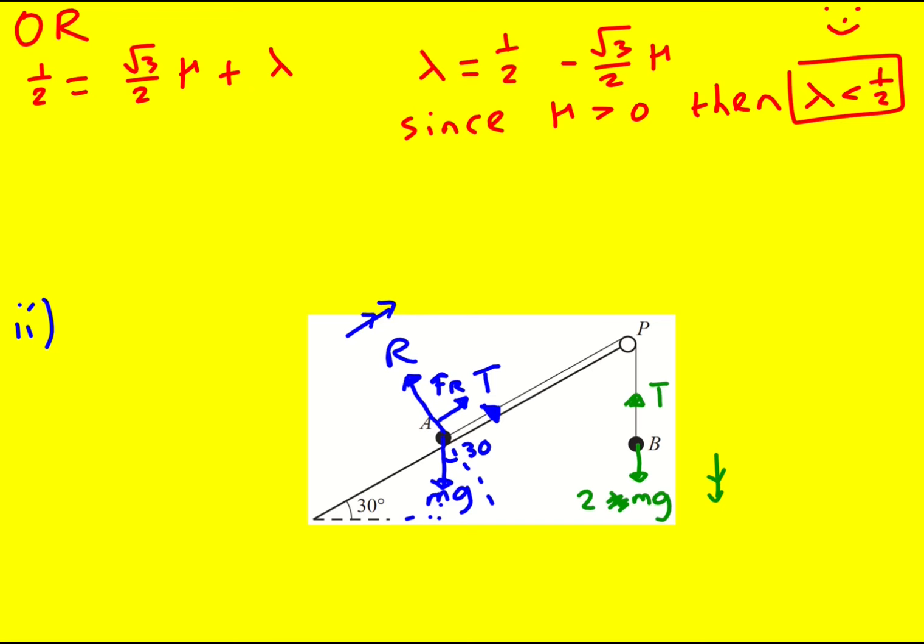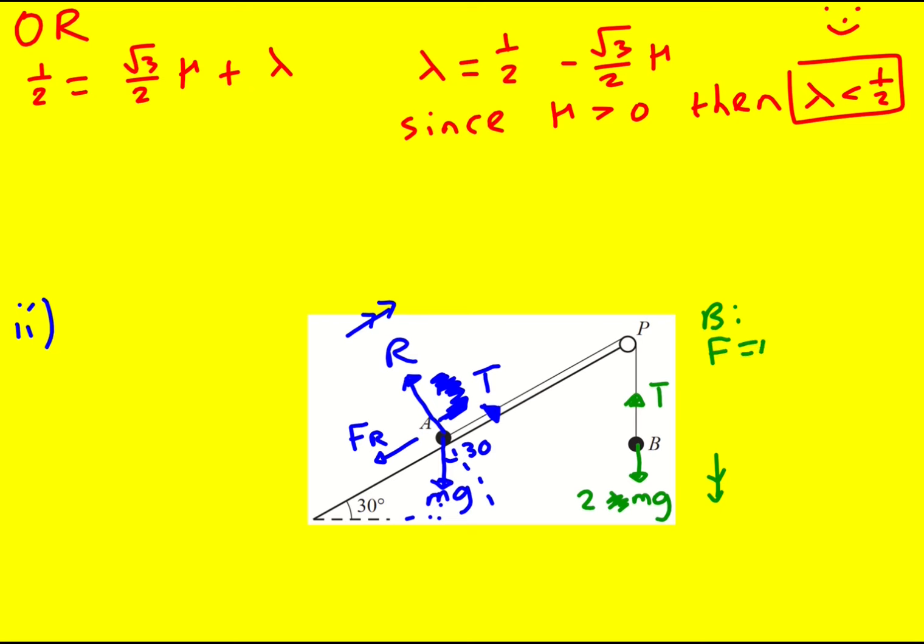This has a big impact because the frictional force always opposes motion. It's now going to be going down the slope. So I'm going to look at B to start with, because actually B is a little bit easier to deal with. I probably should have done that the first time round, like deal with the most simple things first.